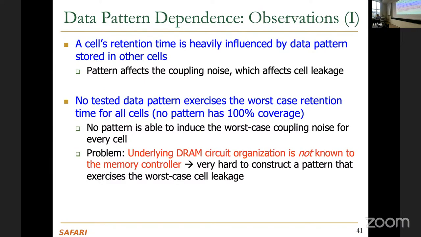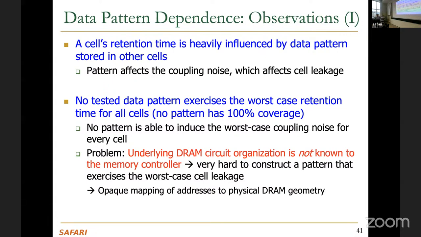And we see one problem over here. The problem is that the underlying DRAM circuit organization is not known to the memory controller. In other words, from our perspective, as non-manufacturers of DRAM, it's very hard to construct a pattern that exercises the worst case cell leakage. So we believe that this is a fundamental problem. There's also another issue that exacerbates this, which is the opaque mapping of addresses to physical DRAM geometry. We don't know exactly which bit we write gets physically adjacent to which other bit, because there's some internal mapping that goes on. Later works actually reverse engineered a lot of that, but that's later than this work.